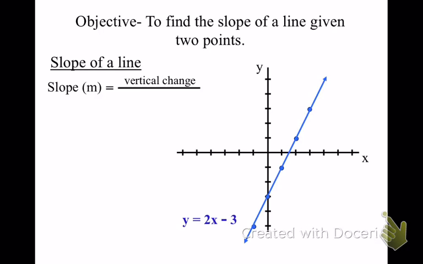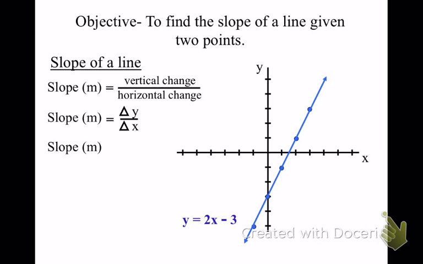What we're really talking about is your vertical change over horizontal change. Or another way to write that is your change in y over your change in x. Or we can also say it's a rise over run.